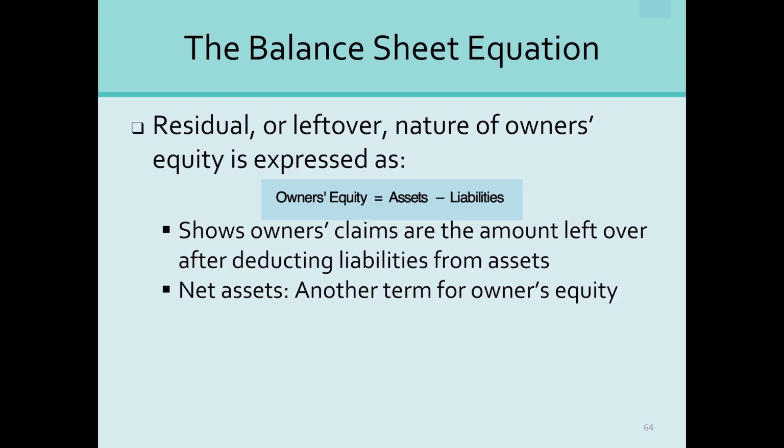Are you all clear? So this I have already explained, that the owner's equity equals assets minus liabilities, which is the residual claim. This I have already explained, right? The other name for owner's equity is net assets. That is, assets minus liabilities is also called net assets, which is also called owner's equity, right?